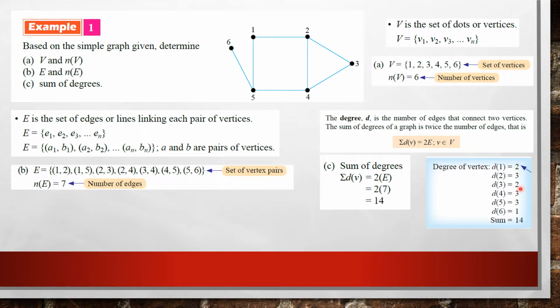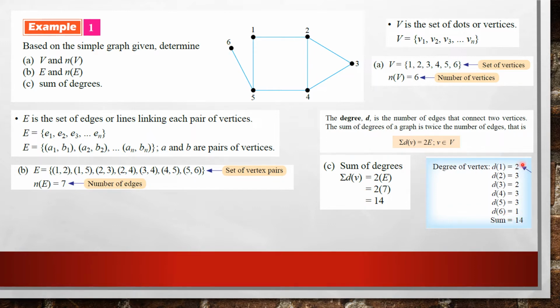Then for vertex 3, here 2 lines are coming out, so the degree is 2. Then for dot 4, there are 3 lines coming out, so the degree for vertex 4 is 3. Then for 5, there are also 3 lines coming out from this dot 5, so the degree is 3. And for 6, only 1 line is coming out from this vertex, so the degree for 6 is 1.